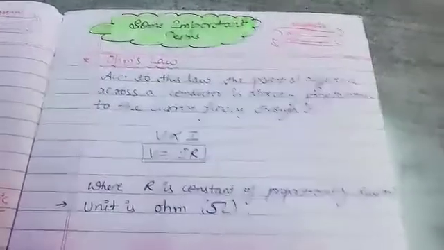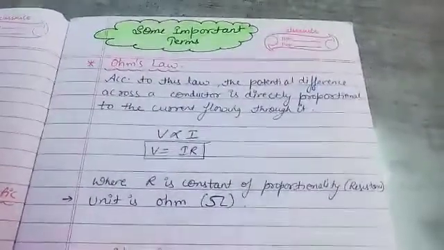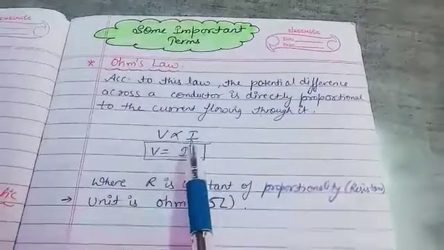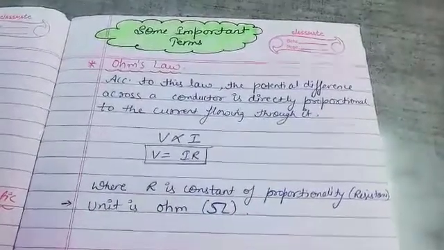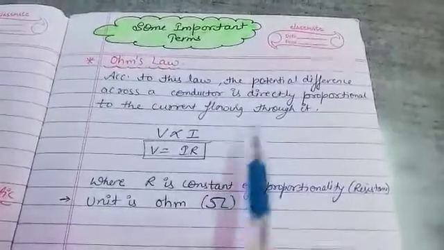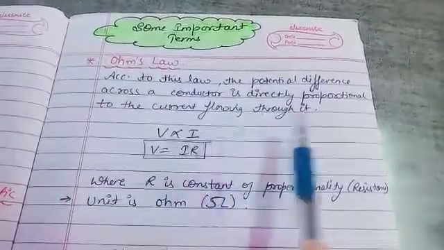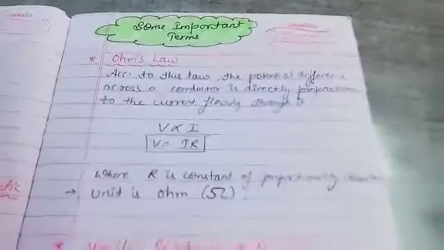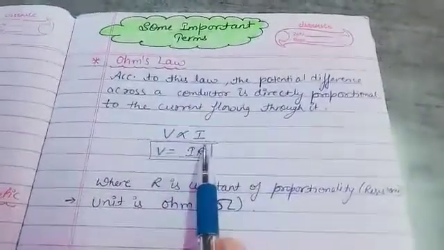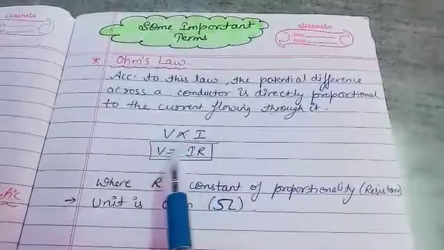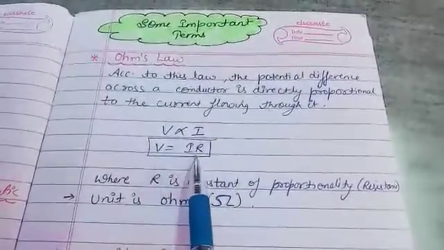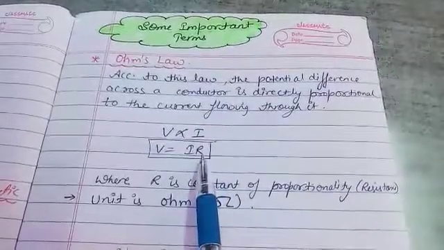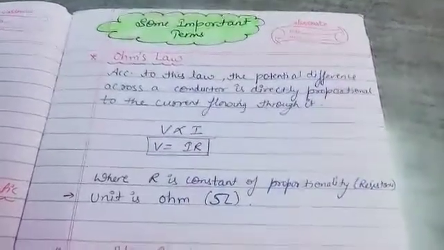So how to define it? Simple. The potential difference across a conductor is directly proportional to the current flowing through it, that is represented by I. So V is directly proportional to I. When you remove this proportionality, V is equal to IR. One constant is replaced, and that R is a constant of proportionality known as resistance.